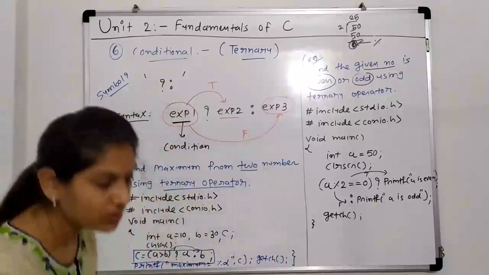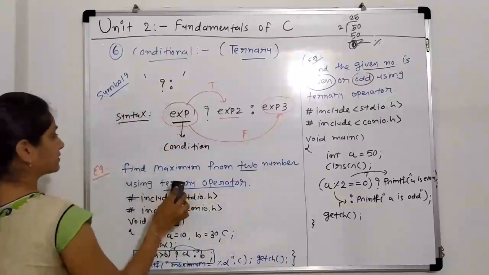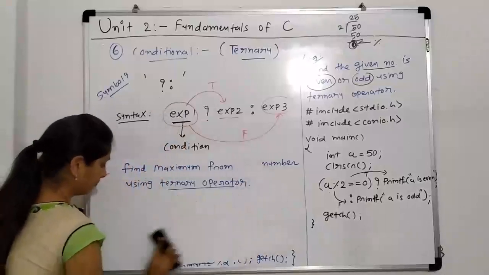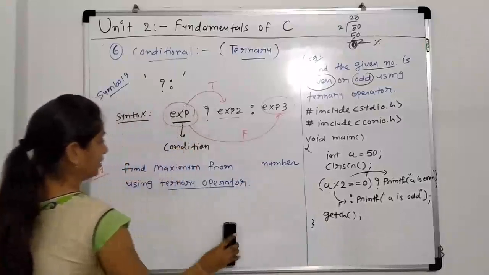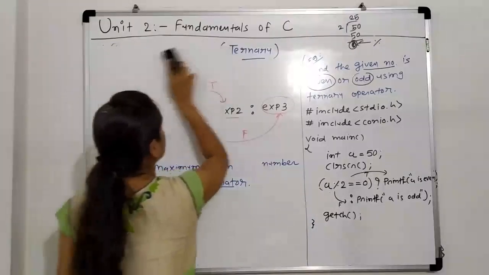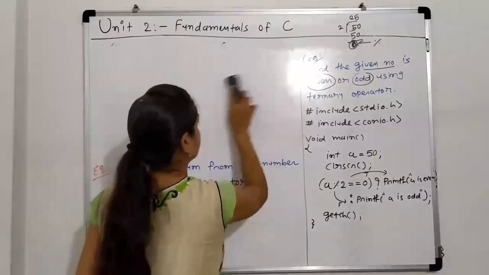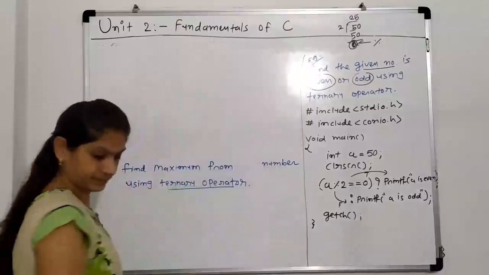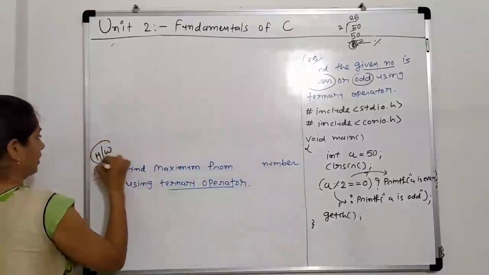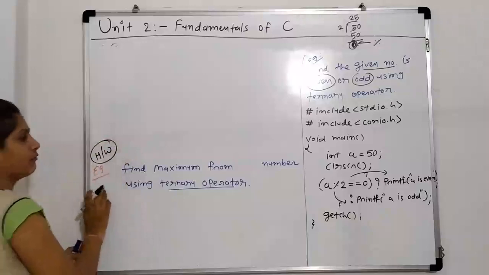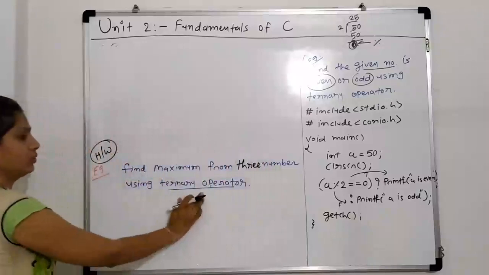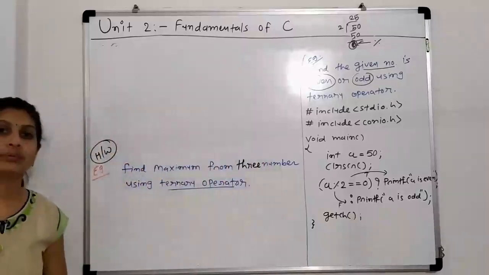As homework, you have to try finding the maximum from 3 numbers. This is homework. What you have to write: find the maximum from 3 numbers using ternary operators.